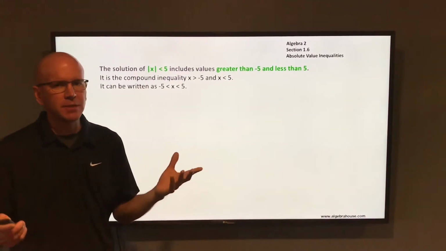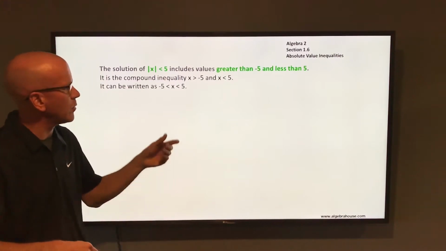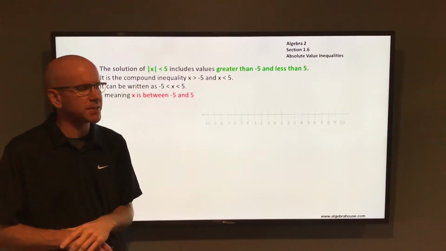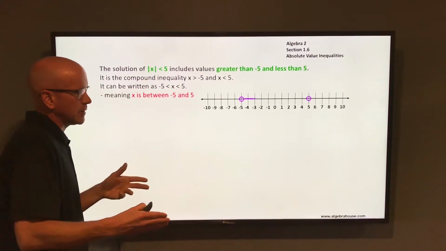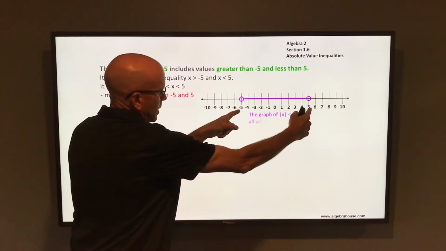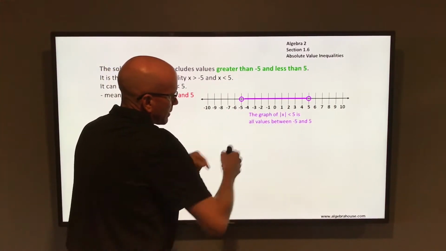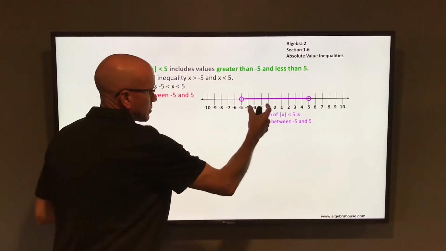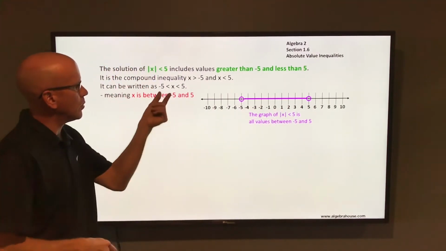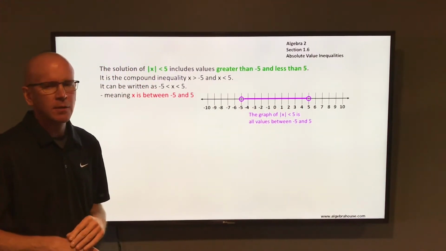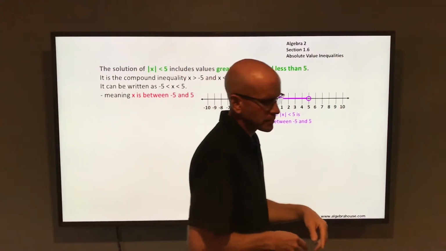It helps to see these graphically. If you draw these out on a number line, with the distance of x being less than 5, that means x lies in between negative 5 and 5. So the value of x is in between negative 5 and 5, or negative 5 is less than x, which is less than 5.